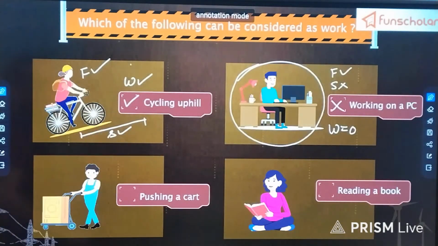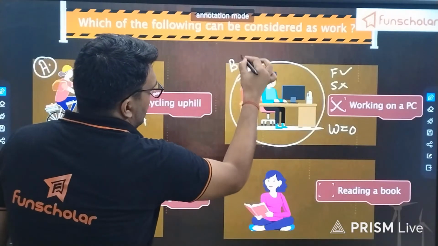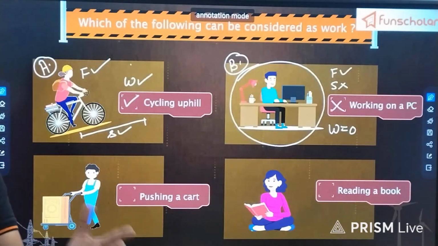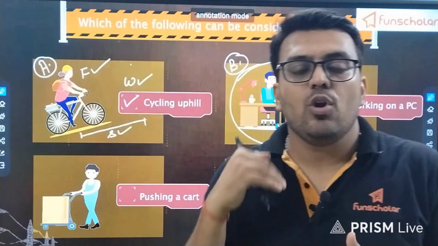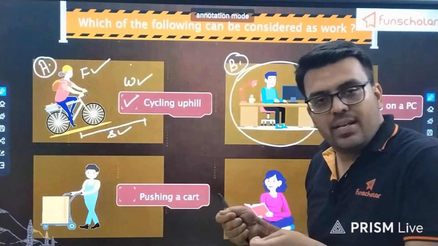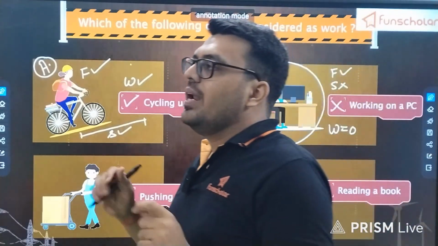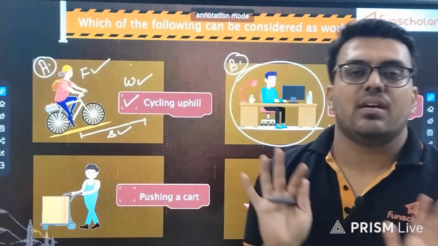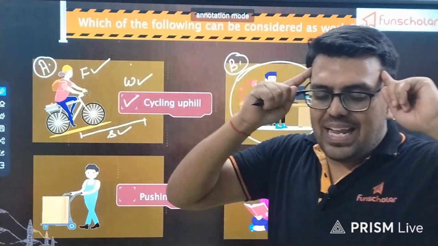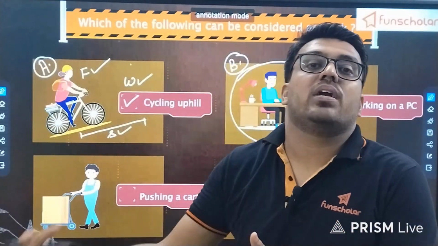So the first case, let us call this case A, is a case of work done. Call this case B: there is no work done. Similarly, pushing a cart. I am giving you the assumptions also so that you do not get confused. He is holding the cart. He is pushing the cart, so there is application of force. Now we are saying that because of that push, the cart is moving. I have given you the assumption also.